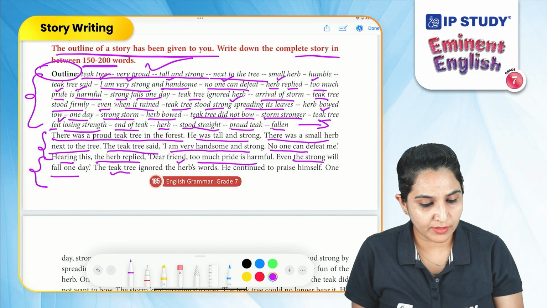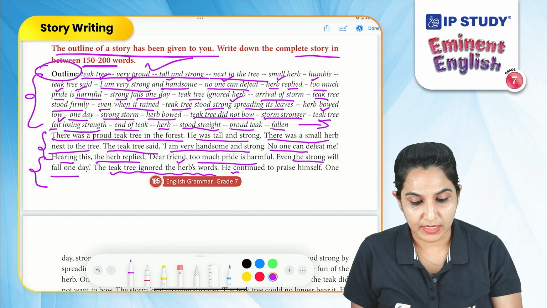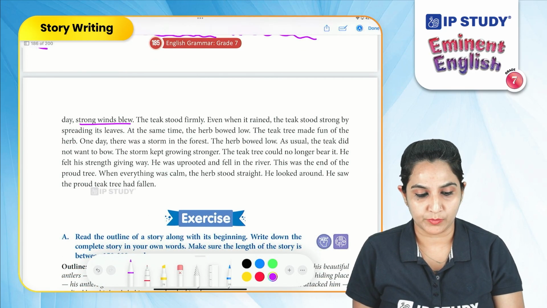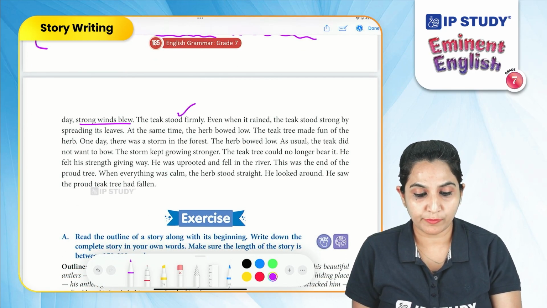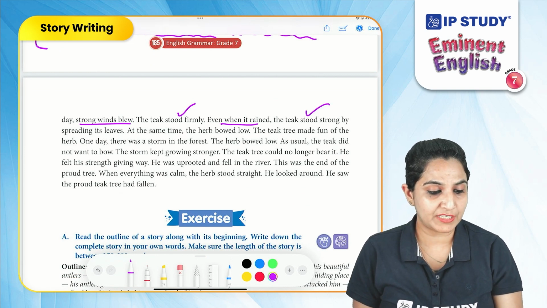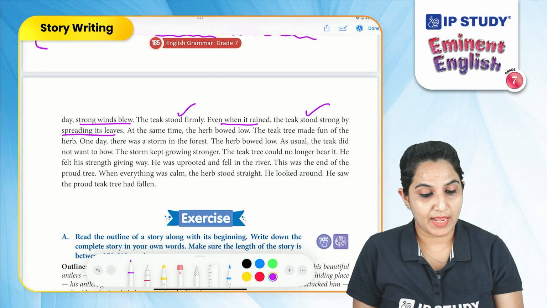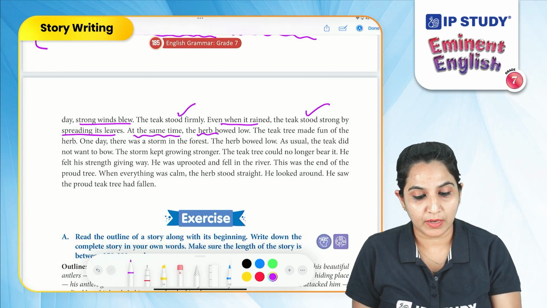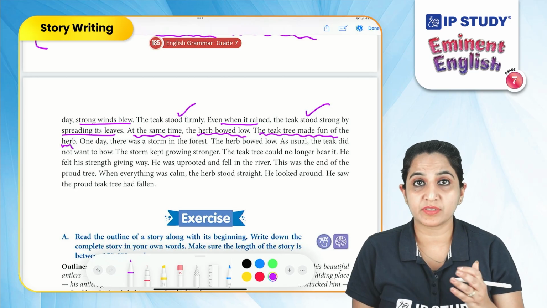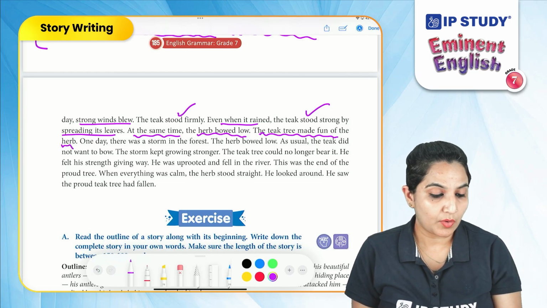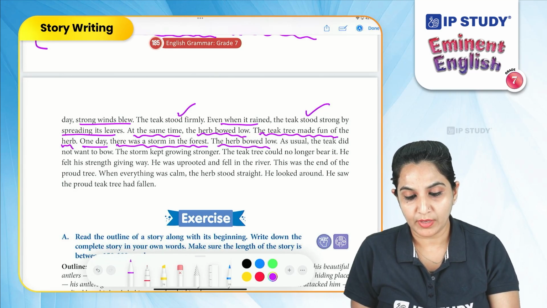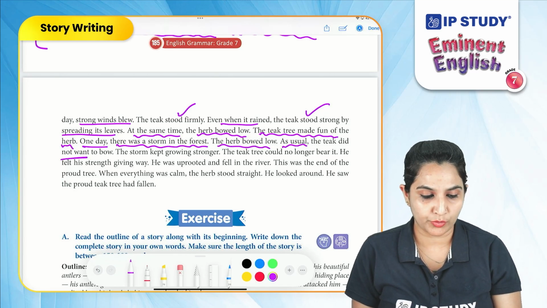The teak tree ignored the herb's words. He continued to praise himself. One day, strong winds blew. The teak stood firmly. Even when it rained, the teak stood strong by spreading its leaves. At the same time, the herb bowed low. The teak tree made fun of the herb because he is full of pride. One day, there was a storm again in the forest. The herb bowed low. As usual, the teak did not want to bow.